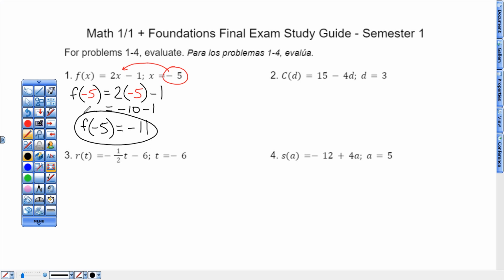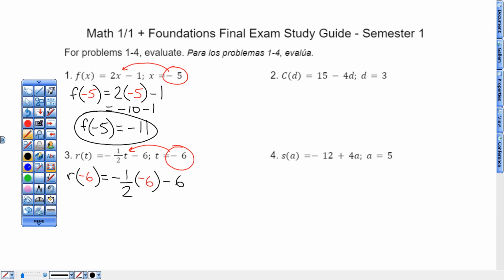For this one, I'm plugging in -6 into a fraction. So I have that fraction that's already negative. I write this as r, where that t is. I put that -6, and then I have that negative fraction, that -1/2, where that t used to be. That's where I put -6.